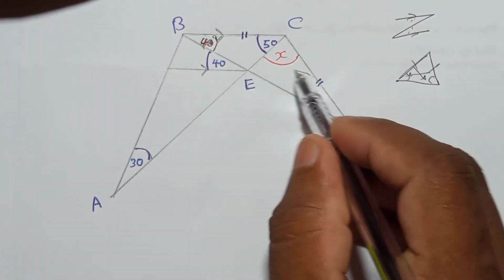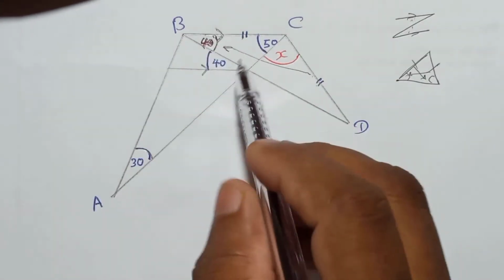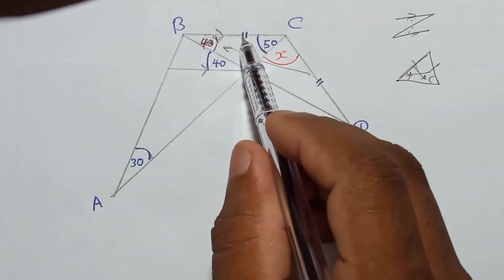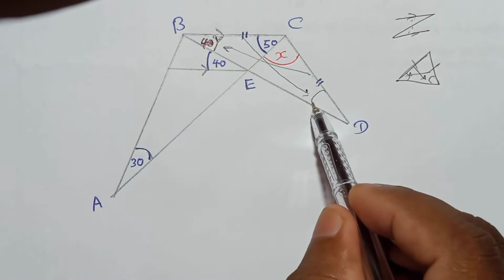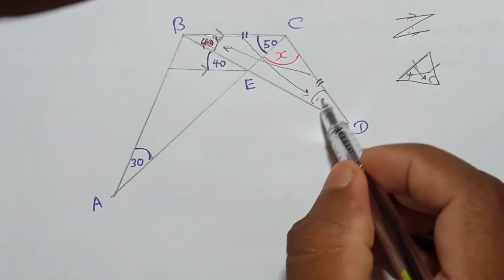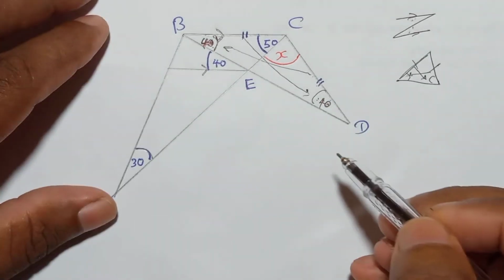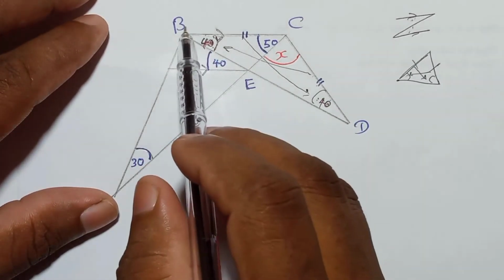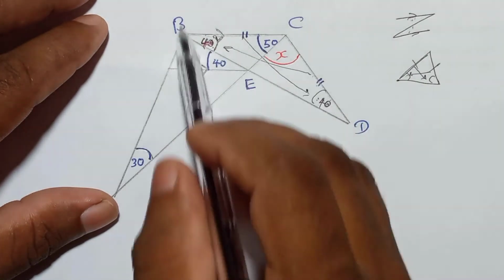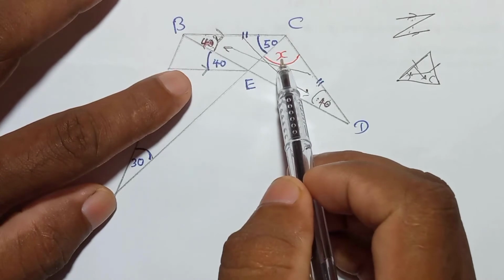The angle in front of this side is this one. I now mark 40 here, and the angle opposite this side is this one. That means these two must be equal. That means here should be 40, right? It should be 40. Okay, then when we consider triangle BCD, we can tell 40 plus 50 plus x.